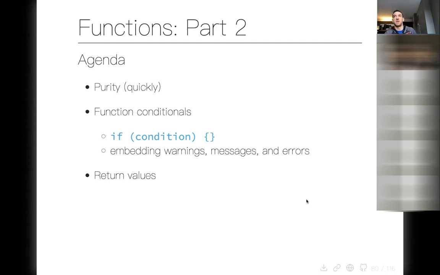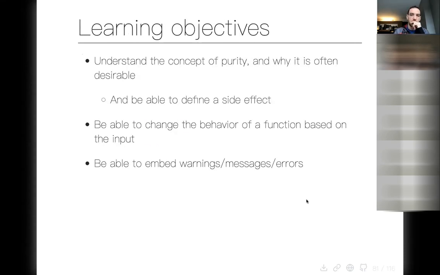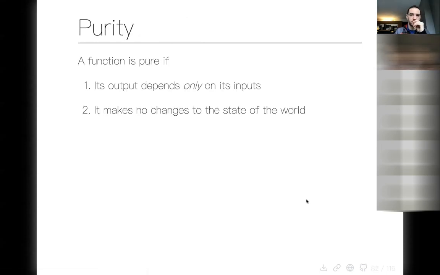And then sometimes maybe we don't want to actually stop it. We just want to warn the user, which again might be you, to look out for this thing. And then messages are just additional things that you can see there. So we want to understand the concept of purity, why it's desirable, and be able to change the behavior of a function. All this is basically what I've just said.